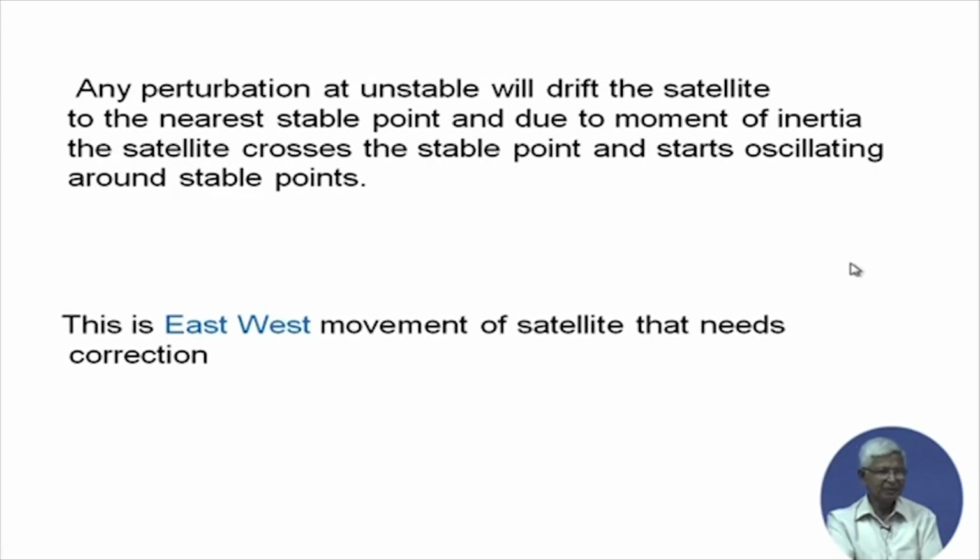So these movements are on the equatorial plane, so it is called east-west movement of the satellite. That has to be corrected to keep it in position. Now let us look at the Sun and Moon.